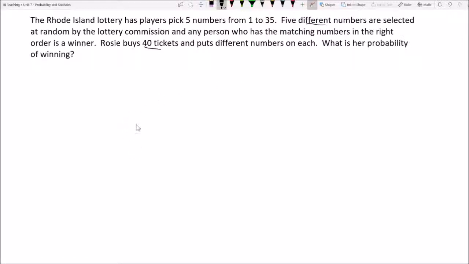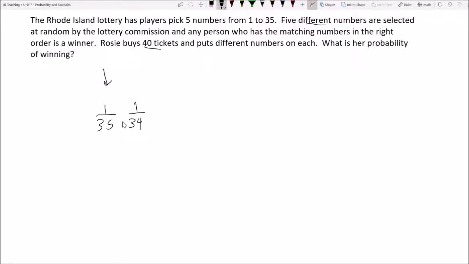The first thing that has to happen for Rosie to win is she has to get the first number right. There are 35 numbers. She only has 1 in that first slot, so she has a 1 in 35 chance of getting that first number. Now, since they're going to pick 5 different numbers, the number that ended up being the first has already been used. So for her to get the second number right, her probability is a little bit higher, 1 in 34, because one of them has already been used.